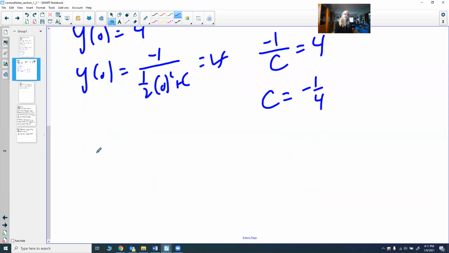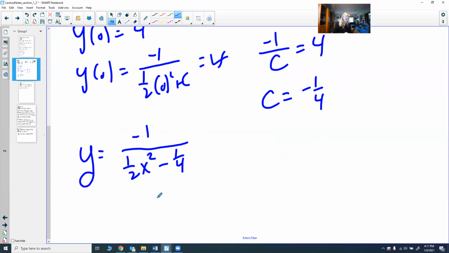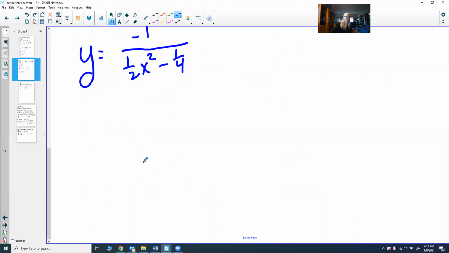So that's what my constant is, but I actually want to know what the solution is. So the solution is actually y equals -1 over 1/2 x squared minus 1/4. If you don't like all those fractions, you could go ahead and do what you need to get rid of those fractions. Just for the fun of it, let's go ahead and find out what my interval of definition is here.